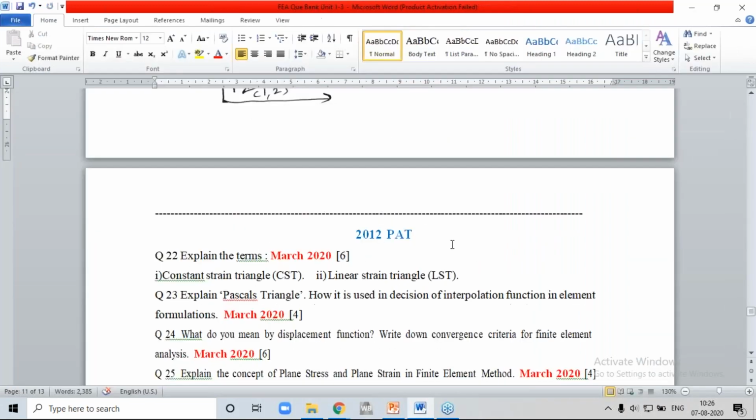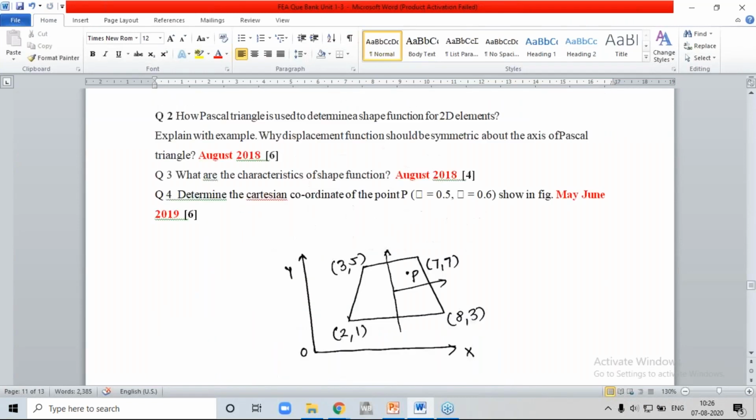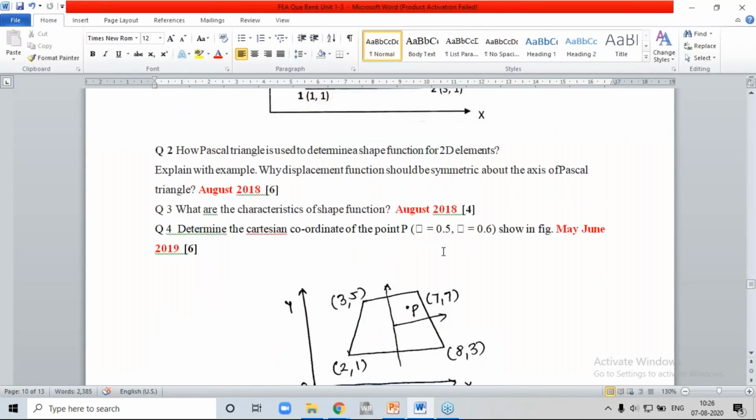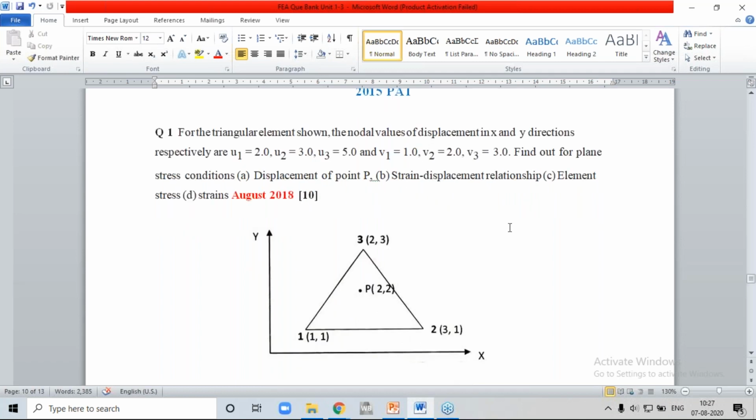Okay, after the syllabus we will look at some university questions, which type of university questions are asked for you in the exam. So this is unit number 3, 2015 pattern. Before 2018 there was a 2012 pattern. So mostly the syllabus is equal. So numericals are asked on unit number 3. You can see, find out a shape. This is actually a numerical based on shape function.